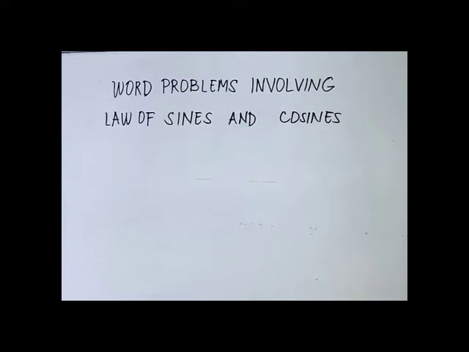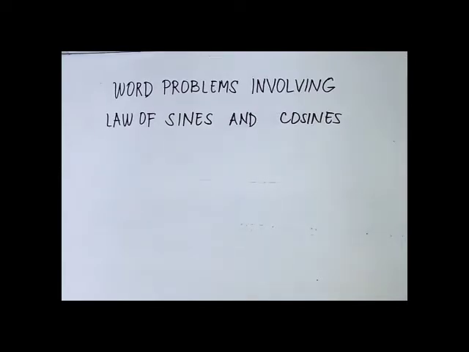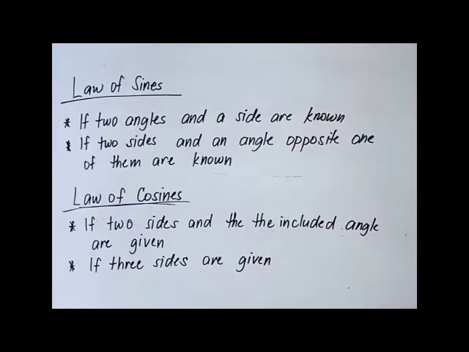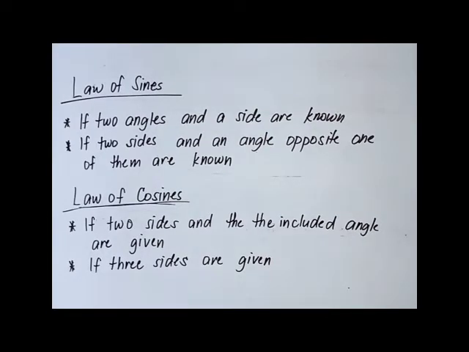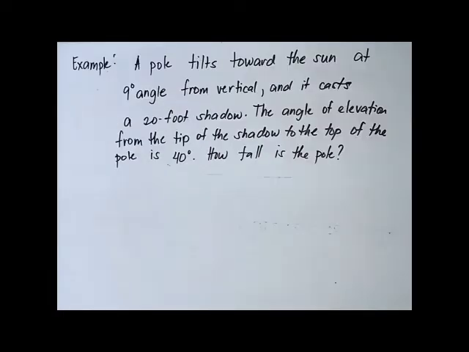So now class, let us apply what we have learned from the law of sines and cosines in some word problems. So let us see where this law of sines and cosines can be applied. Remember that we can only use law of sines if two angles and a side are known, or if two sides and an angle opposite one of them are known. And we use law of cosines if two sides and the included angle are given, or if three sides are given. So let us have this example.